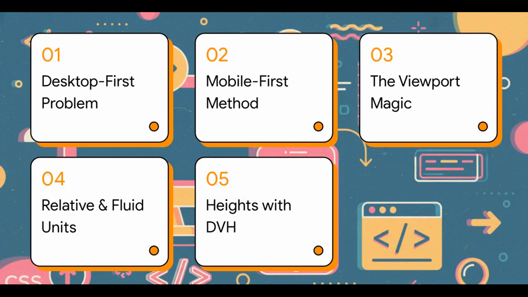All right, let's just dive right into our responsive design blueprint. We've got a great lineup today. First, we'll tackle the desktop-first problem. Then, we'll look at the mobile-first methodology. After that, we're getting into viewport magic, followed by relative and fluid units. And finally, we'll wrap up with real heights using DVH. Let's get to it.